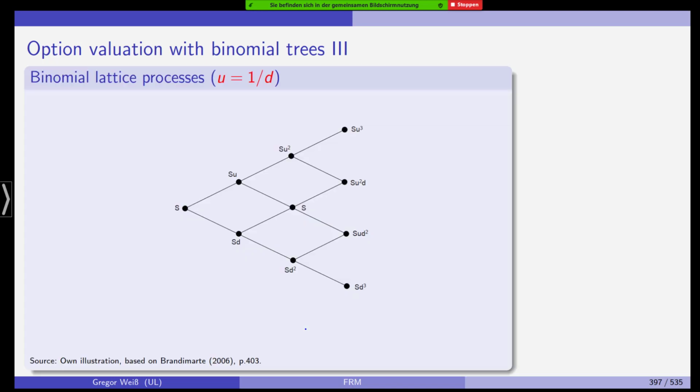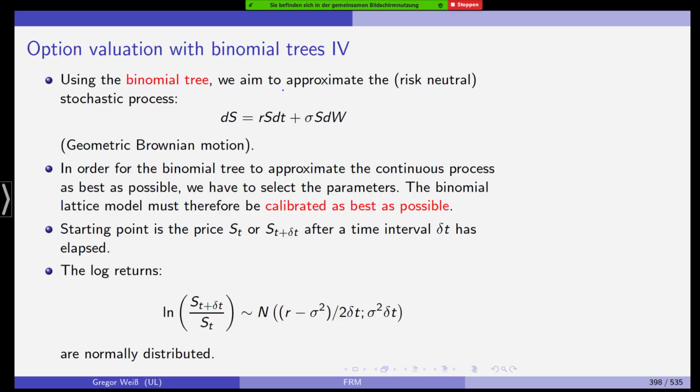Now in the binomial lattice process, everything we've seen so far looked like this. S can go up, it can go down. If it goes up and down again, we get to S again. And if it goes up twice and then down, we have S u squared times d, and we set u equal to 1 over d. That's one assumption we make.